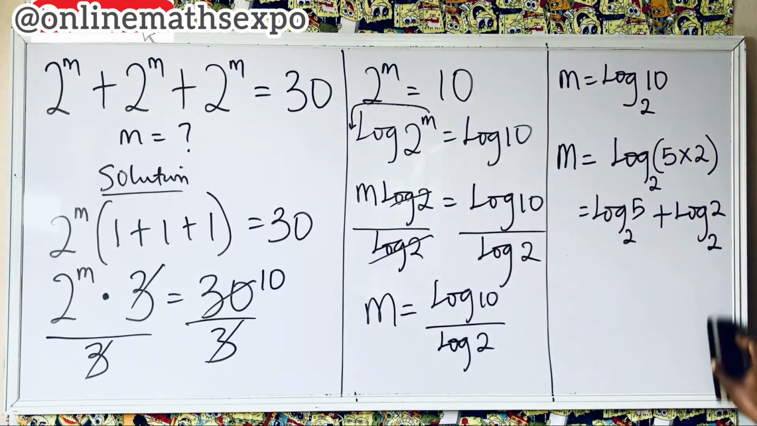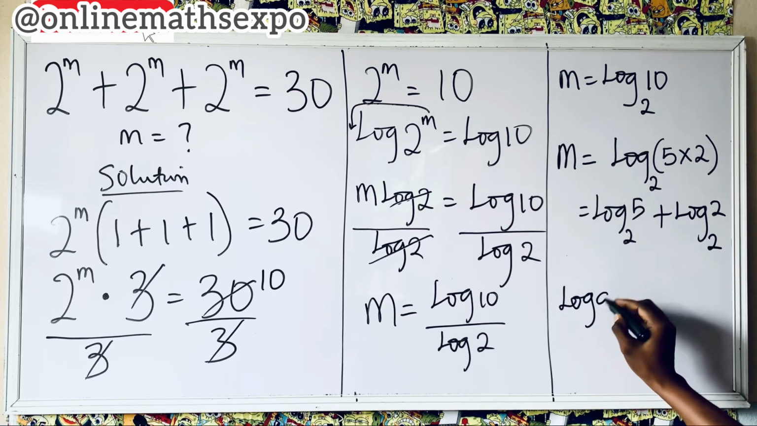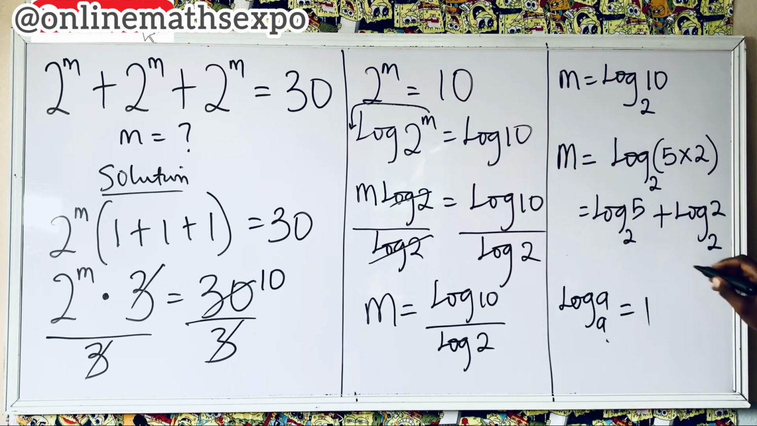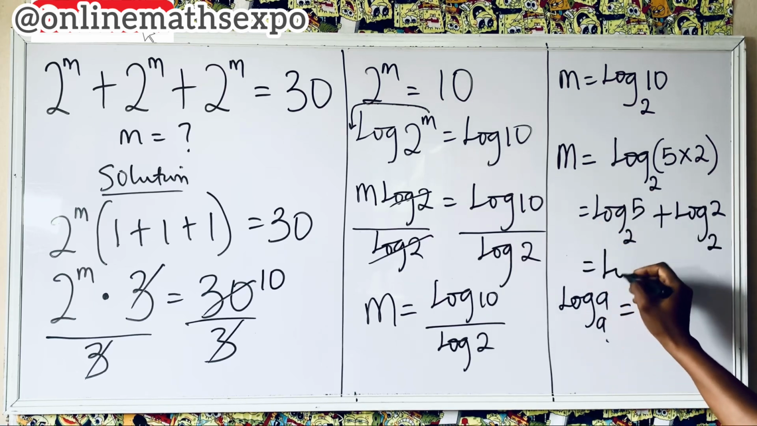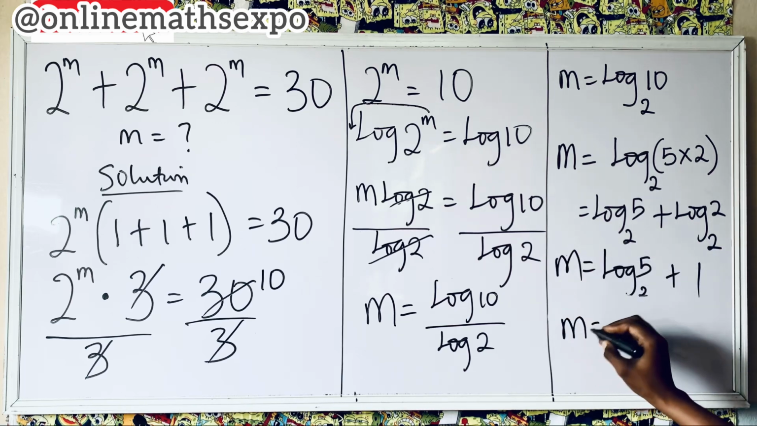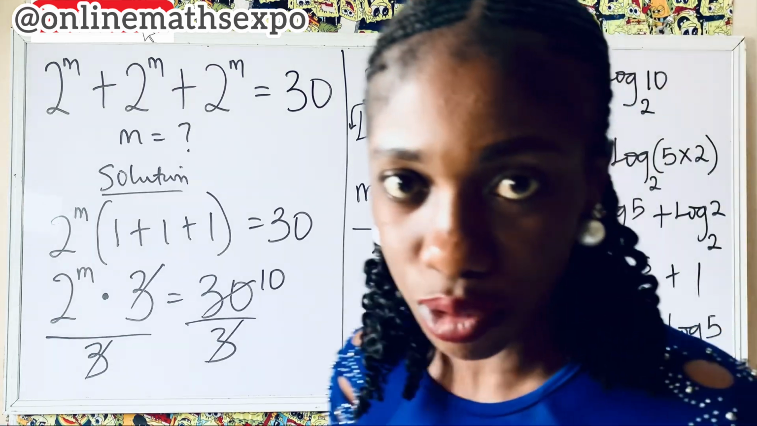At this point, remind yourself of the fact that logarithm of the same base and number is always 1. So this is 1. But this cannot be 1, so we're going to leave it as log 5 base 2, then plus 1. So we can say that our m is equal to 1 plus log 5 base 2. So this is our answer. We left this answer in a log form, okay?